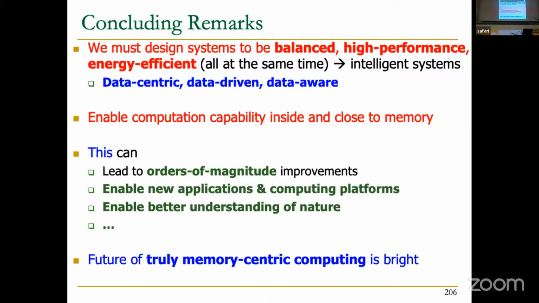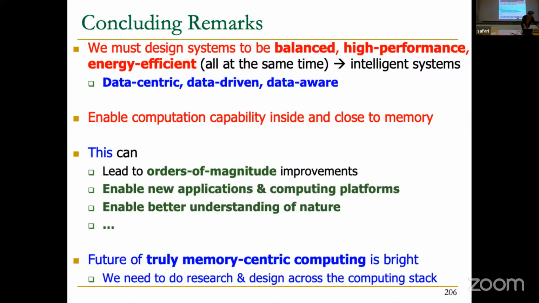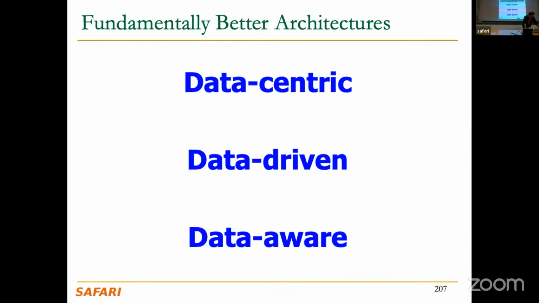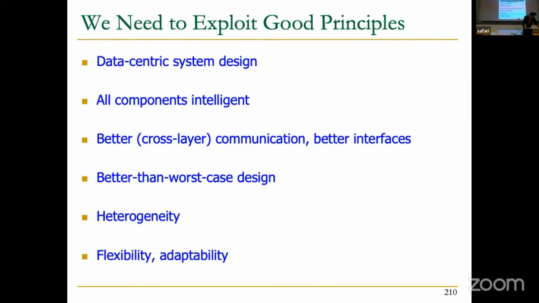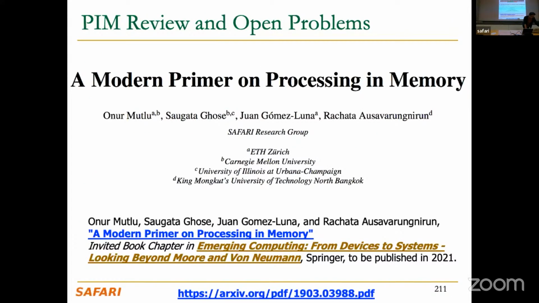This can be orders of magnitude faster and more energy efficient, can enable new applications, and can in the end provide more sustainable computing systems. So yeah, basically fundamentally better architectures that are data-centric, data-driven, and data-aware. And we need to revisit the entire computing stack. So yeah, those are some basic principles to create systems that are more efficient, and that requires open minds.